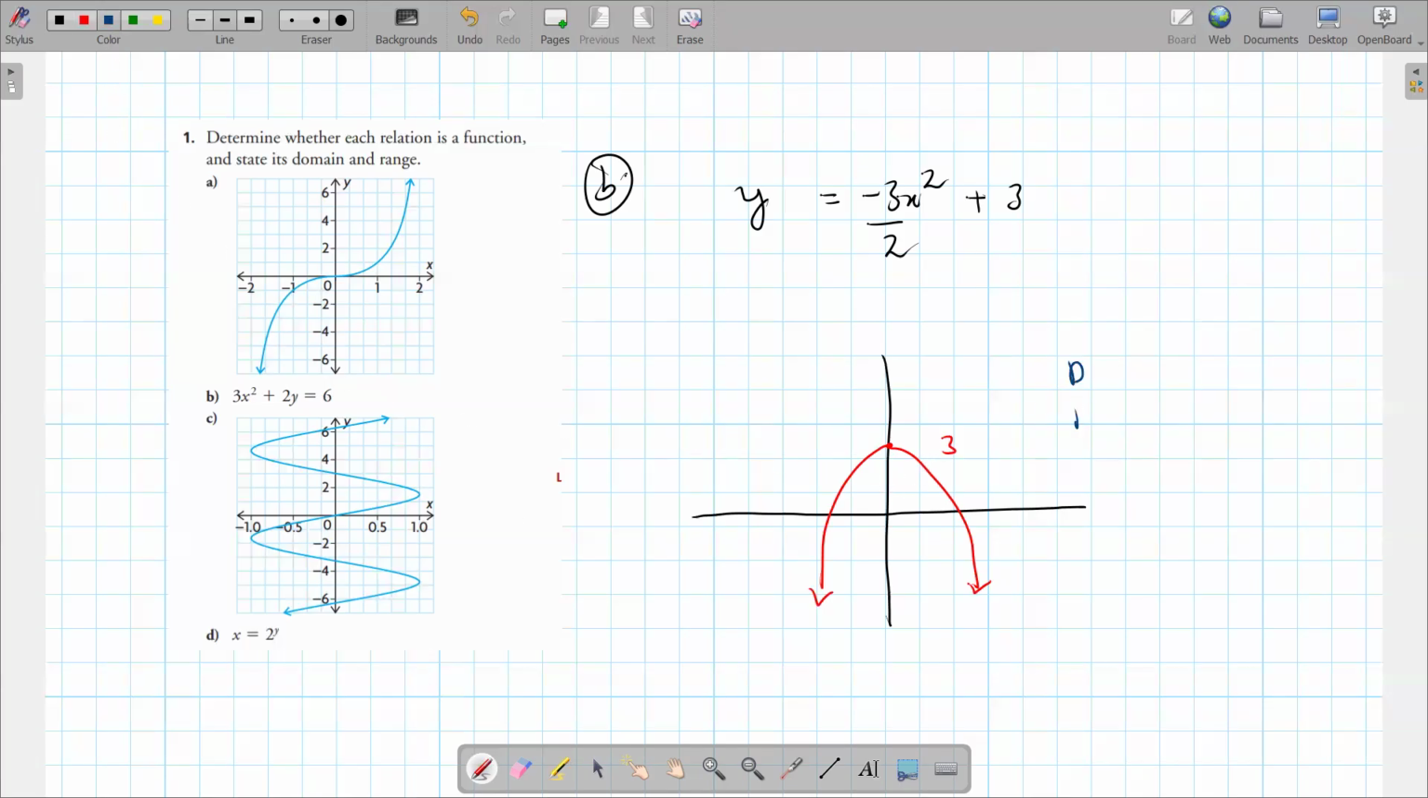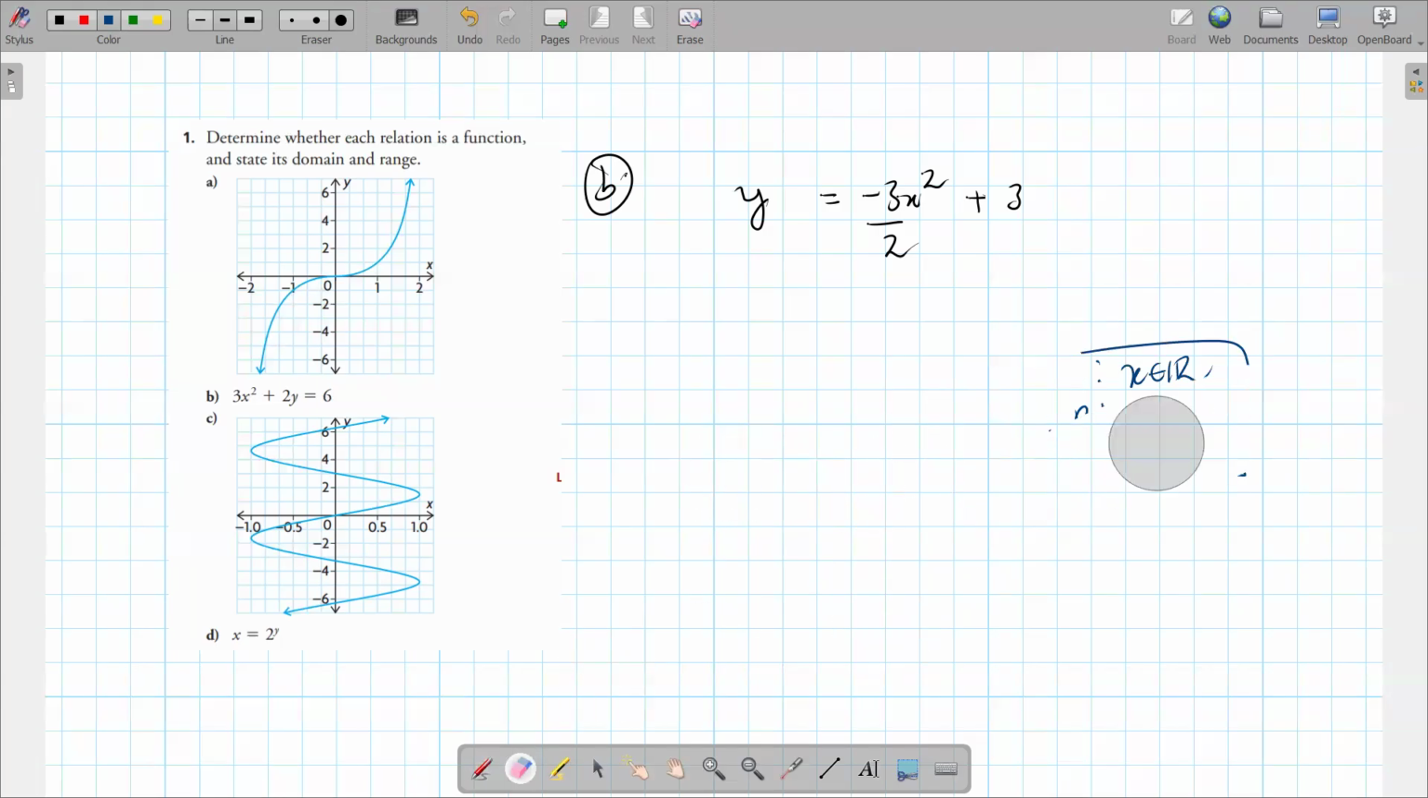What's the domain and what's the range? The domain is x ∈ ℝ. What about the range? y has to be less than 3. Can it be equal to 3? Yes. So y is less than or equal to 3. And that's it for that one. So the quadratic is a function.